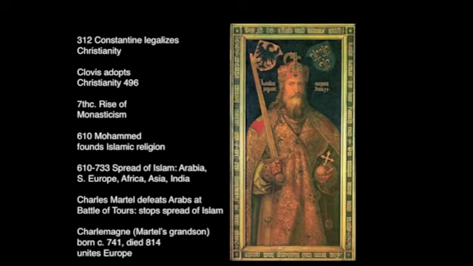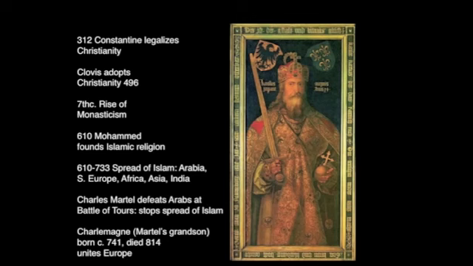In 312, Constantine legalizes Christianity with the Edict of Milan. Clovis adopts Christianity in 496. Christianity is really becoming solidly established in European territory. In the 7th century, you have the rise of monasticism. These monasteries established by Benedict are flourishing, and not only Benedictine monasteries, but also other sects of monasteries.